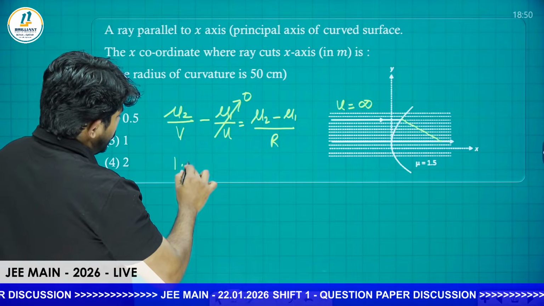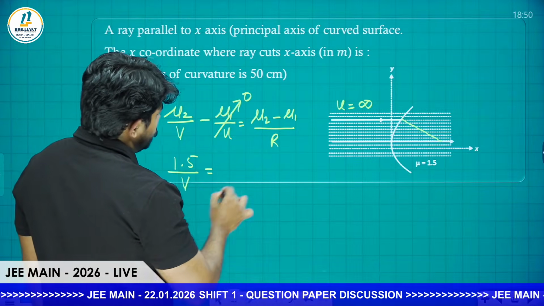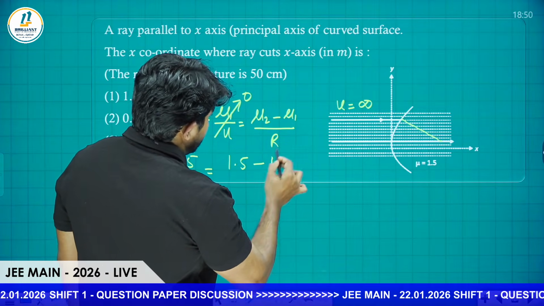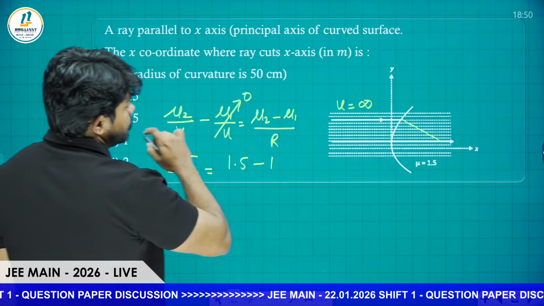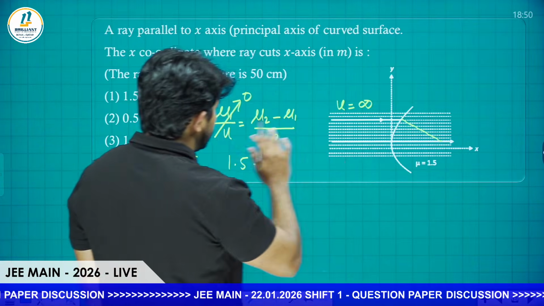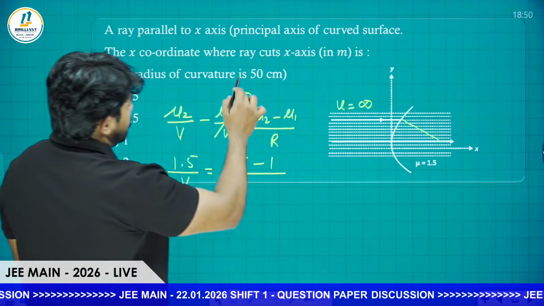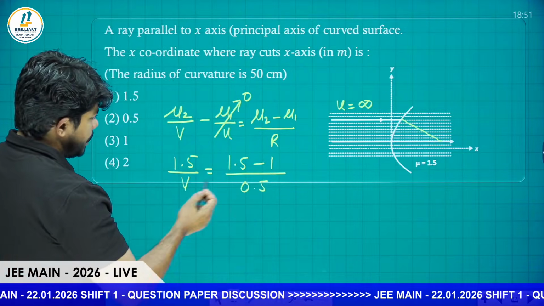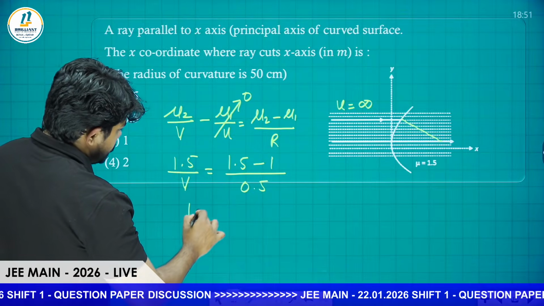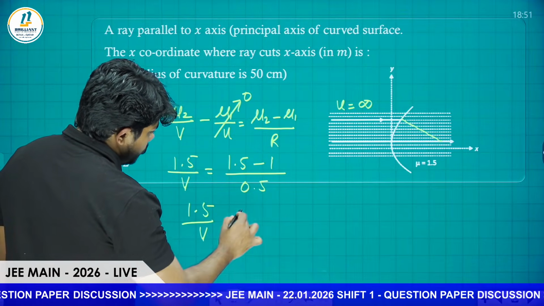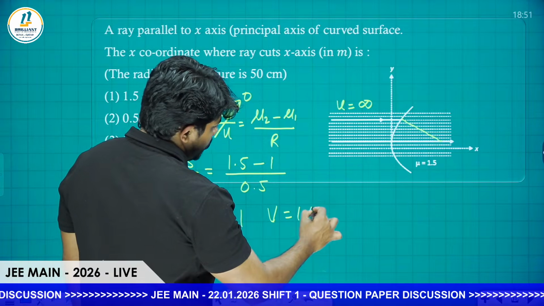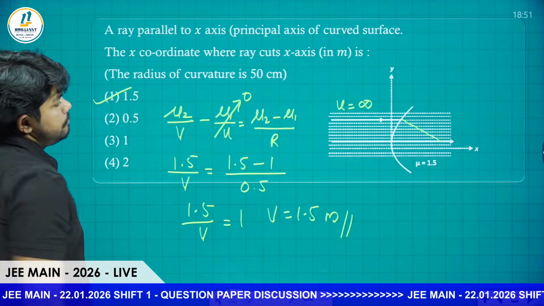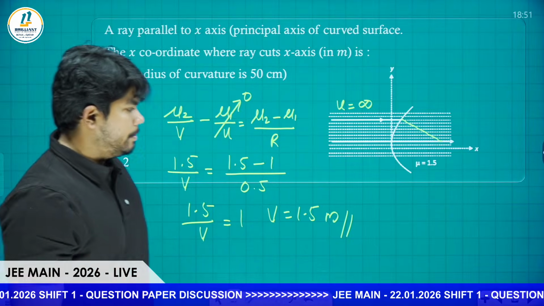So mu2 is 1.5, so 1.5 divided by v is equal to 1.5 minus 1, right? We can take mu1 as 1, I think, since the values are not given. I am going to take it as 1. It is divided by the radius, 50 centimeters, so that's 0.5 in meters. So I am going to get 1.5 divided by v is equal to 1, so v will be equal to 1.5 meters. Okay, so 1.5 meters will be our answer.